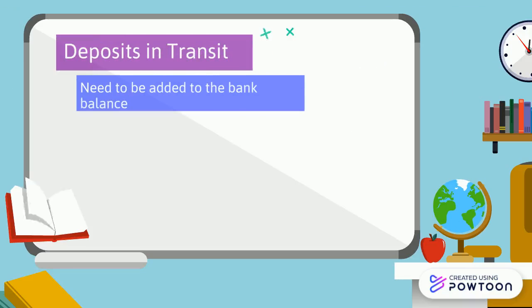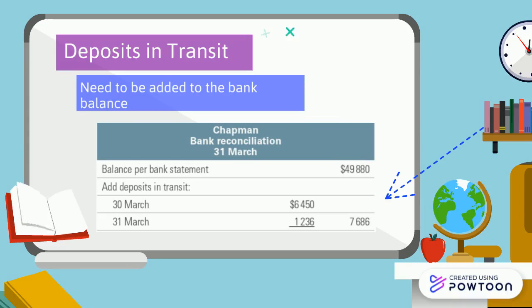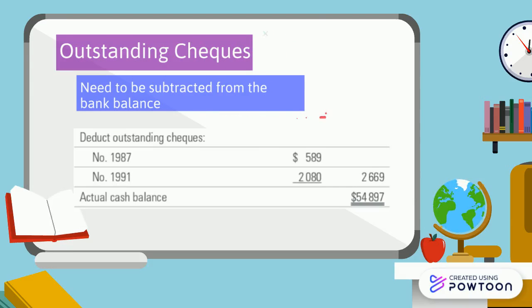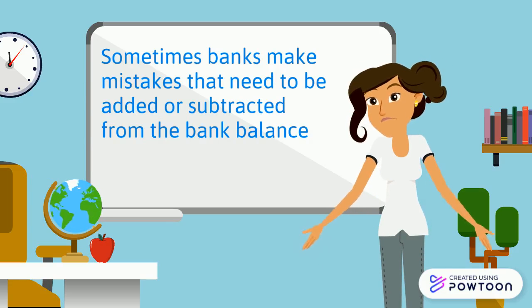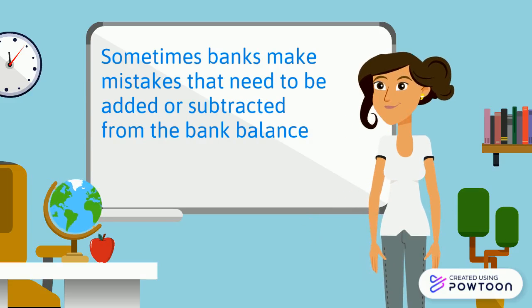Deposits and payments made by the business sometimes don't appear on that month's bank statement because they are yet to clear the bank. These deposits in transit, however, are now in the account and need to be added to the bank balance. Outstanding checks need to be deducted from the bank's cash balance, as that money has left the account after the month's bank statement was produced. The bank sometimes makes mistakes recording transactions. In these situations, amounts may need to be added or subtracted from the bank's cash balance.